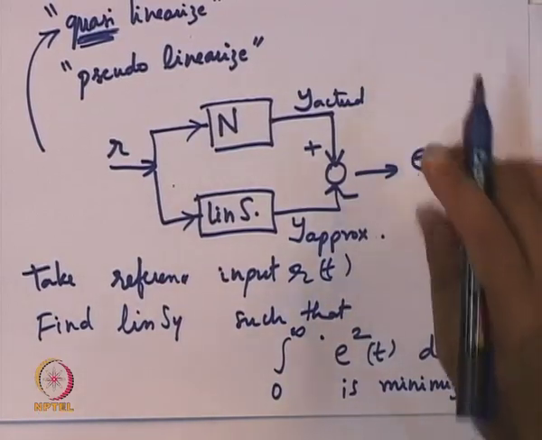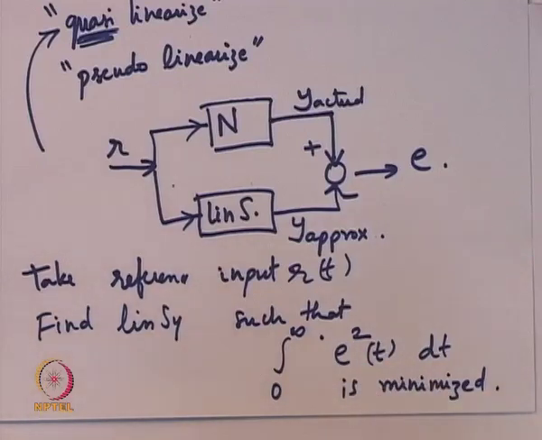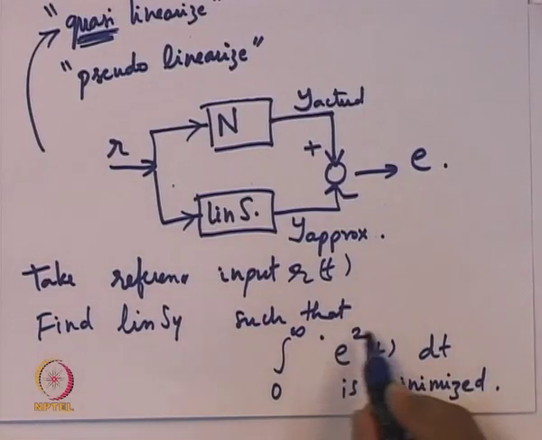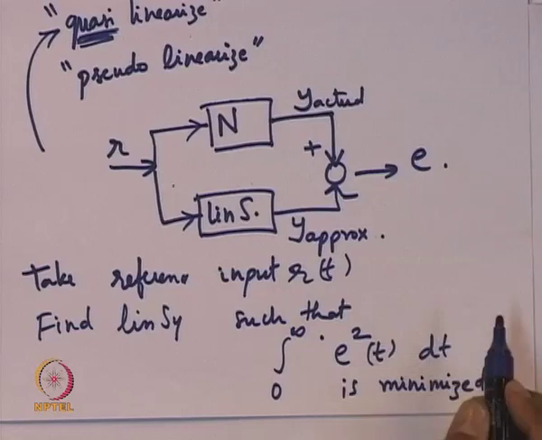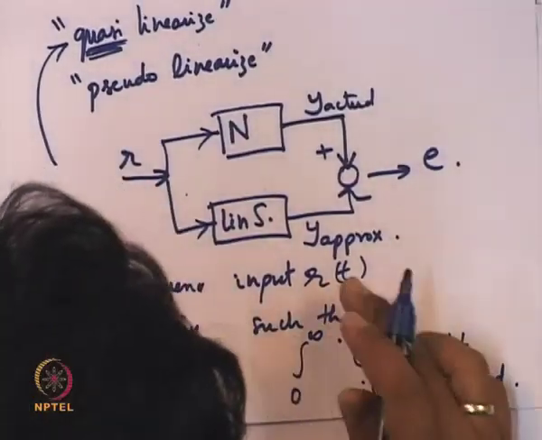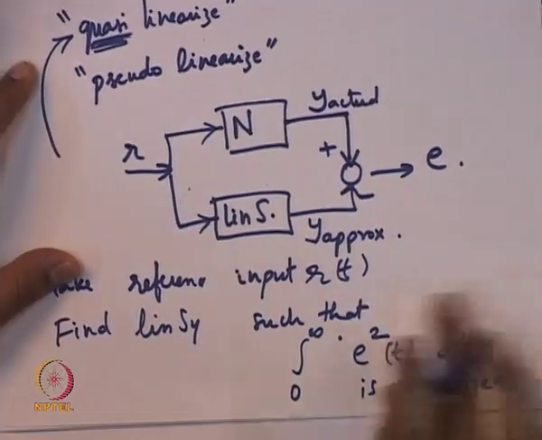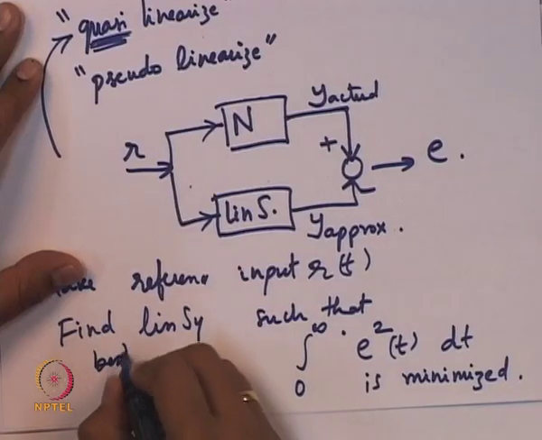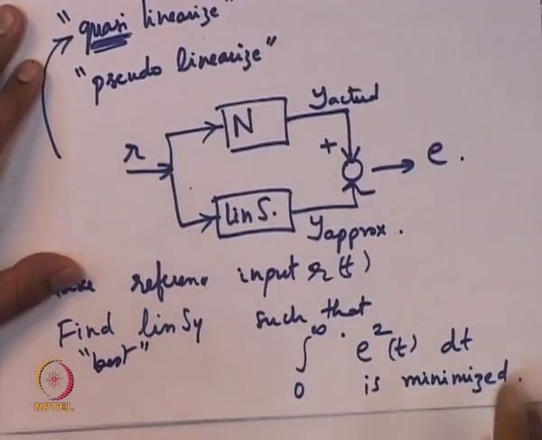We are trying to minimize the energy in the error. Why this energy? Because we have taken the square. In the time domain, we are measuring the total energy integrating from 0 to plus infinity. So, find the best. What is best about it? This error has got minimized.